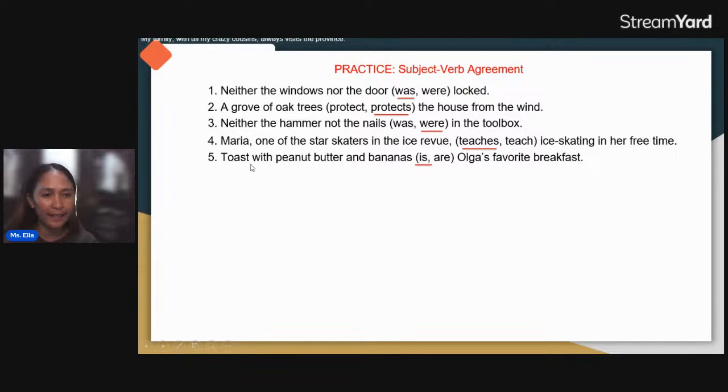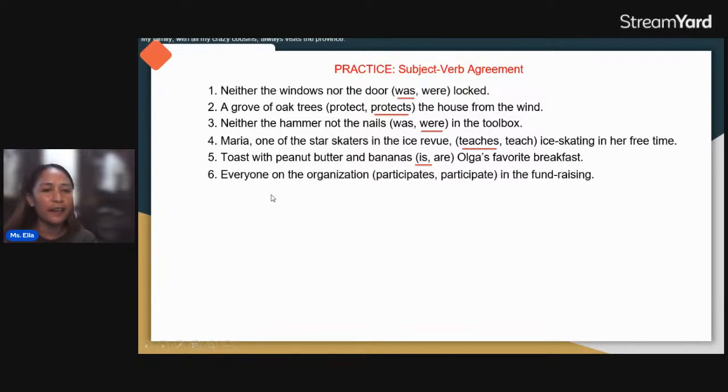Why is? Again, toast here is our subject, and with peanut butter and bananas, they just go together, right? They're not separate entities. So toast with peanut butter and bananas, that means they're together, so we must take a singular verb, is. Toast with peanut butter and bananas is considered a singular subject.